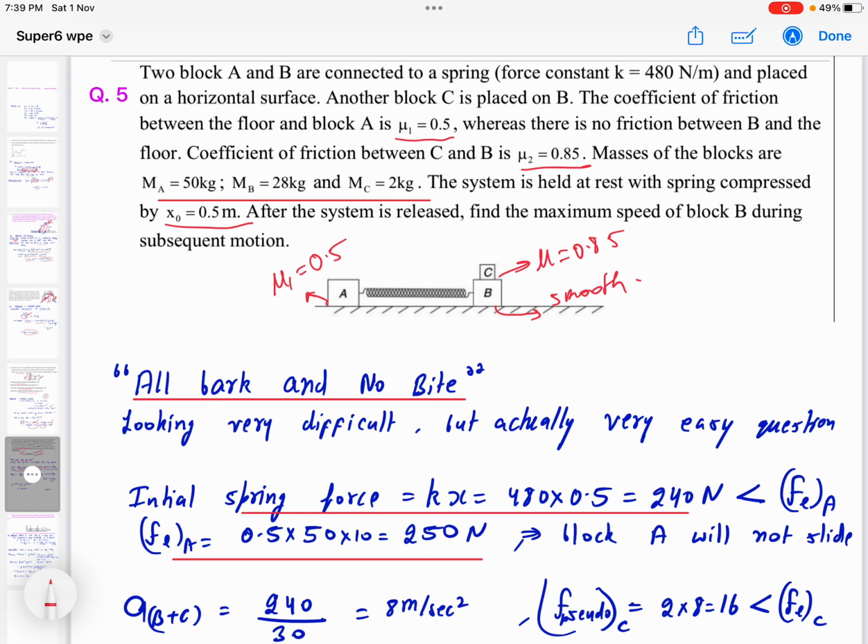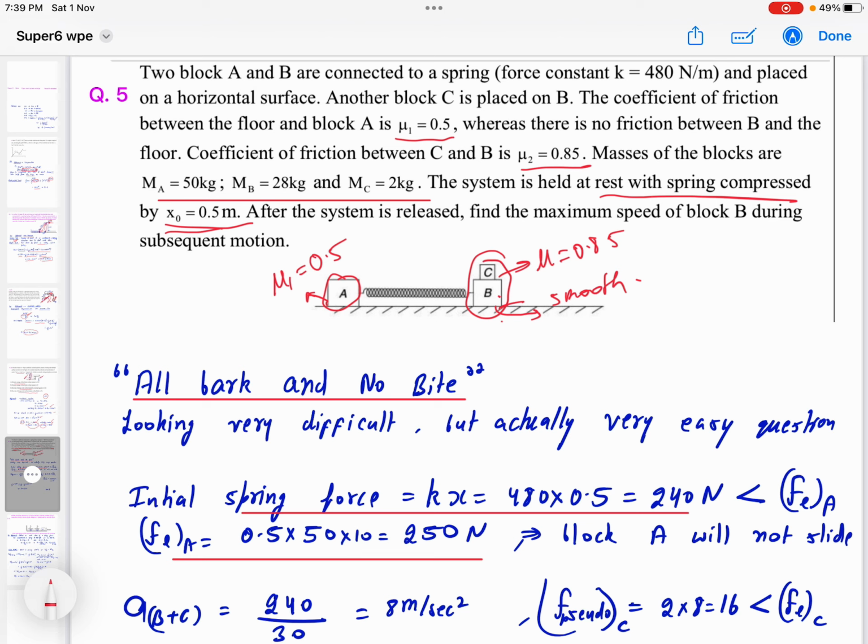If you see here, it is compressed by 0.5 meter, and the surface between block B and the ground is smooth, so the compression will decrease, which means the spring force will decrease. So the friction required to stop the motion of A is even less, which means block A will not move. So the combination of B and C will start moving towards the right.